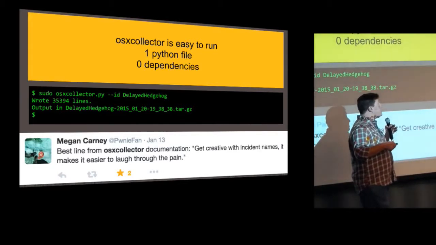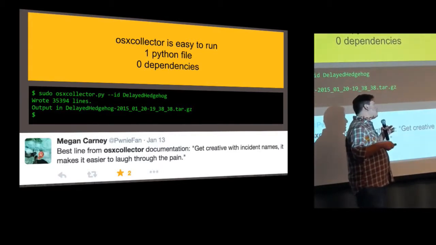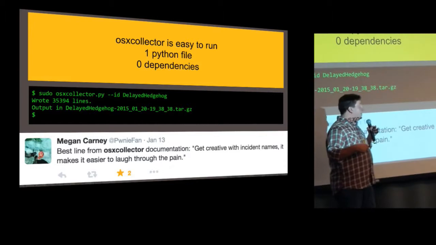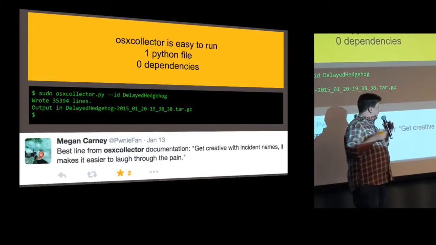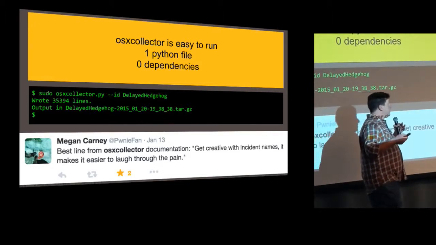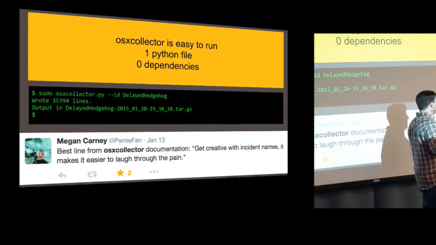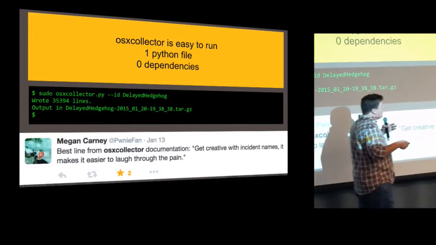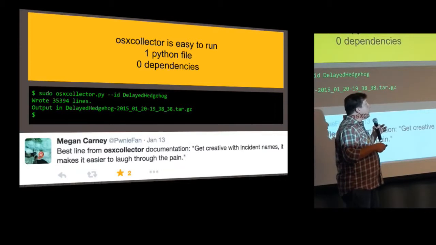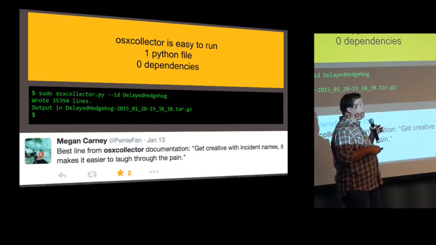OS X Collector is a single Python script. It has no dependencies that need to be installed. You just need to copy this one Python script, maybe on a USB drive, maybe from the network, though maybe the network will be affected. However you figure out to get it on there, the bootstrap problem, you just need to run it, and that's it. And then it collects a lot of lines of data.